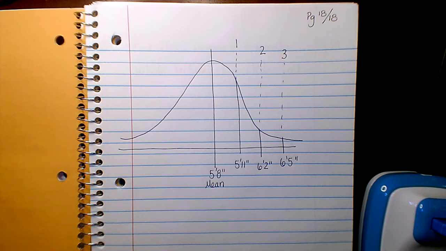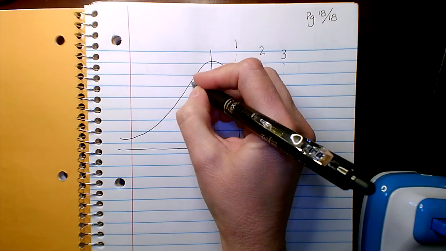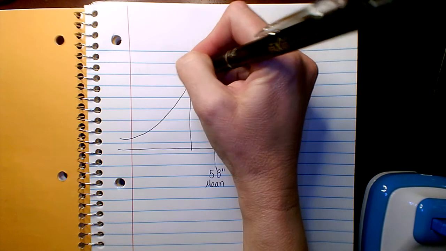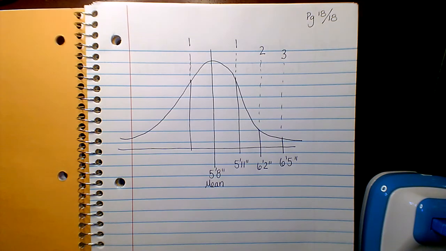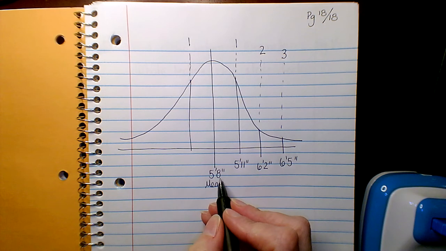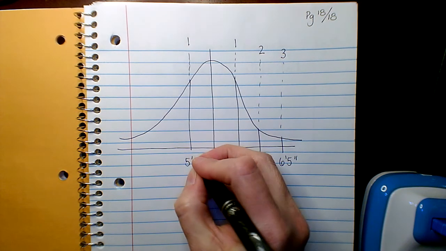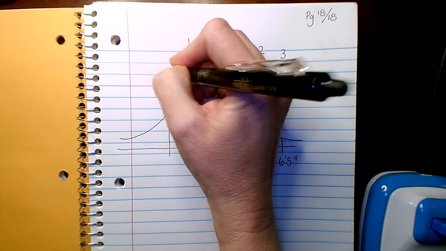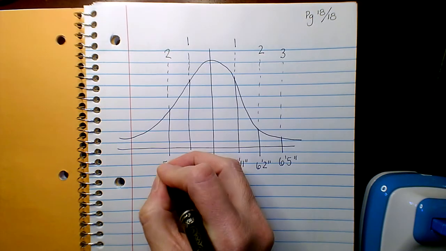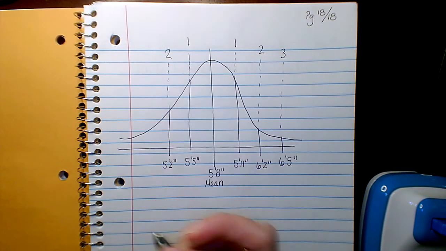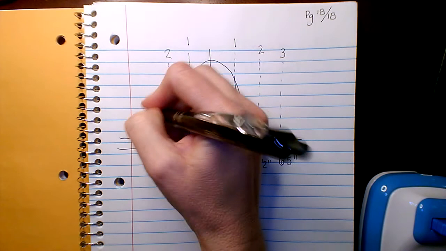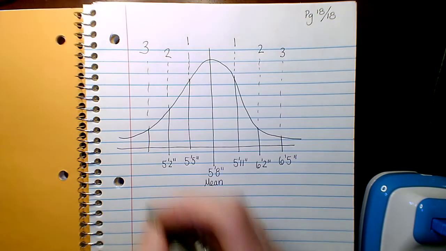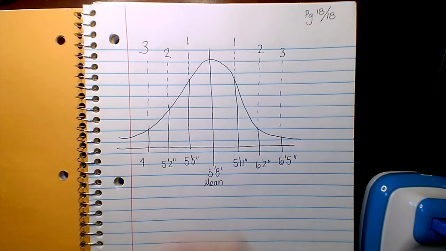Let's go below the mean. This is one standard deviation below. That's subtracting this standard deviation of 3. If I subtract 3 inches, now we're at 5'5". Subtract 3 again, now we're at 5'2". Subtract 3 again, now we're down to, what, 4'11"?